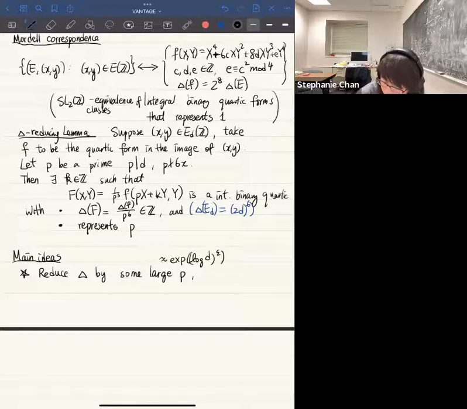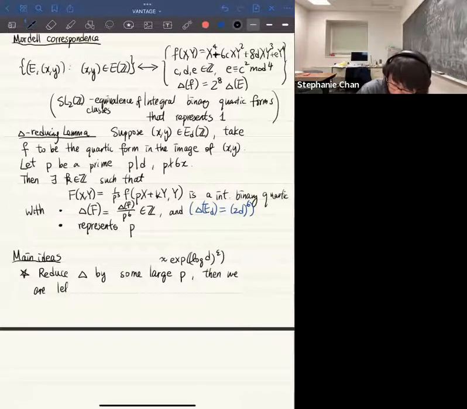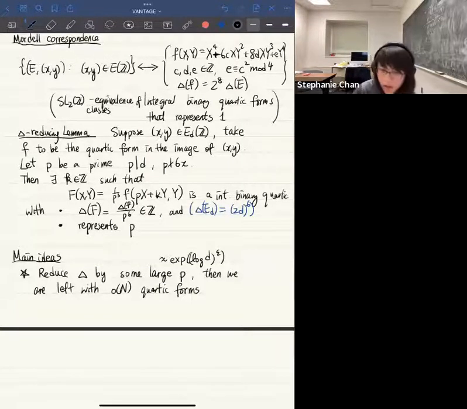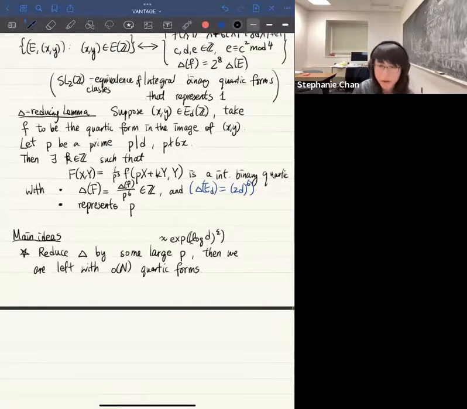Then by applying this lemma with this size of p, we are left with little o of n many forms, which we can count using the invariance of the forms and so on.